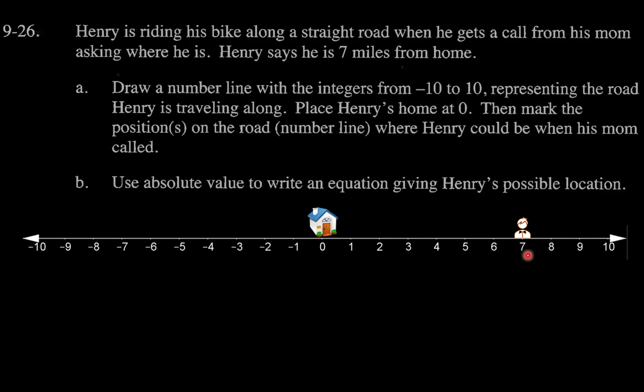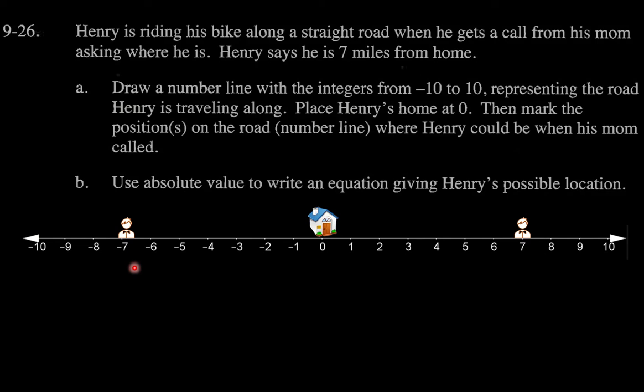But that's not the only place that's 7 miles away from his home, right? Henry could also be all the way over here, right? So Henry could be at -7 also. So there's two places where Henry could be. Henry could be at +7. Hi, Henry at +7. And Henry could be at -7. Hi, Henry at -7.